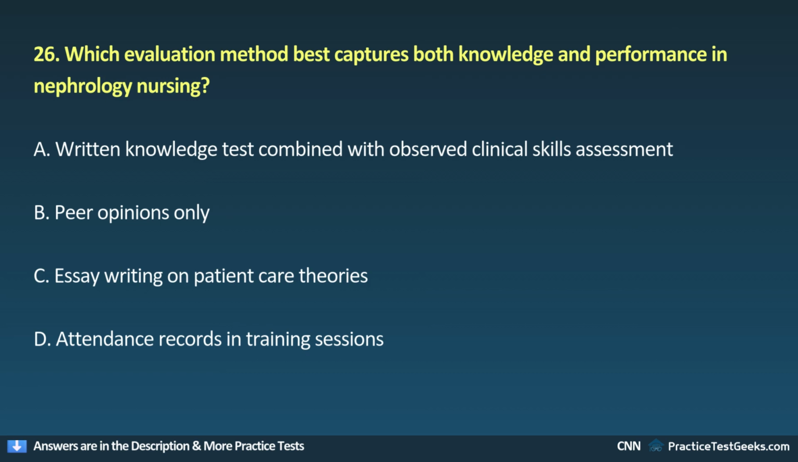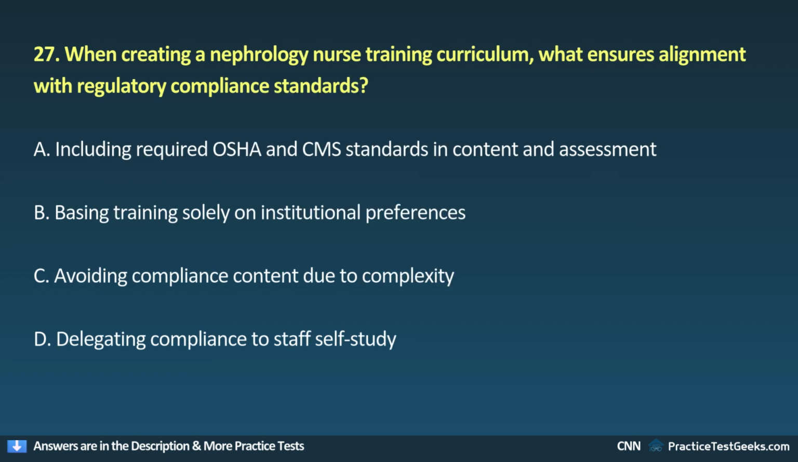26. Which evaluation method best captures both knowledge and performance in nephrology nursing? A. Written knowledge test combined with observed clinical skills assessment. B. Peer opinions only. C. Essay writing on patient care theories. D. Attendance records in training sessions.